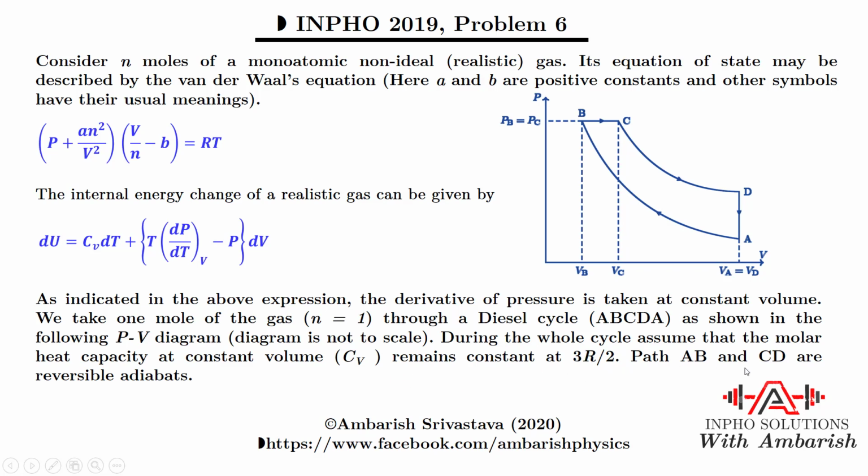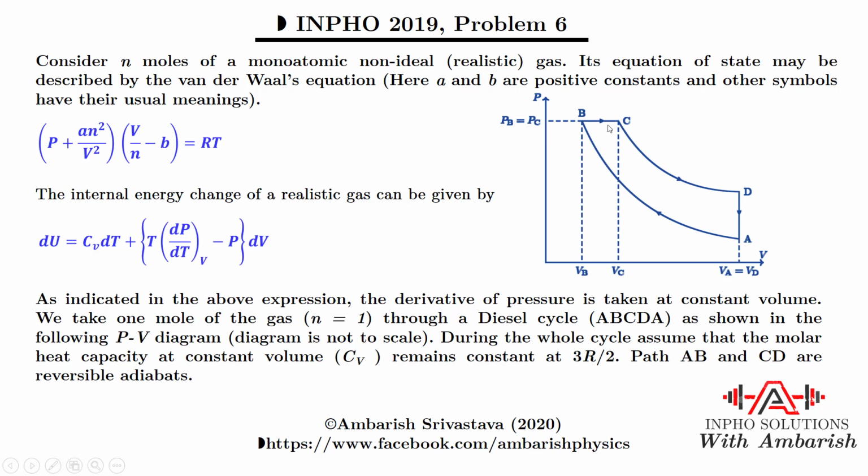Path AB and CD are reversible adiabats. So what's the process? AB is a reversible adiabatic process, or we can also say dQ is 0 along this, and it's a reversible process. So we can also say that it's an isentropic process. A to B is an isentropic process.